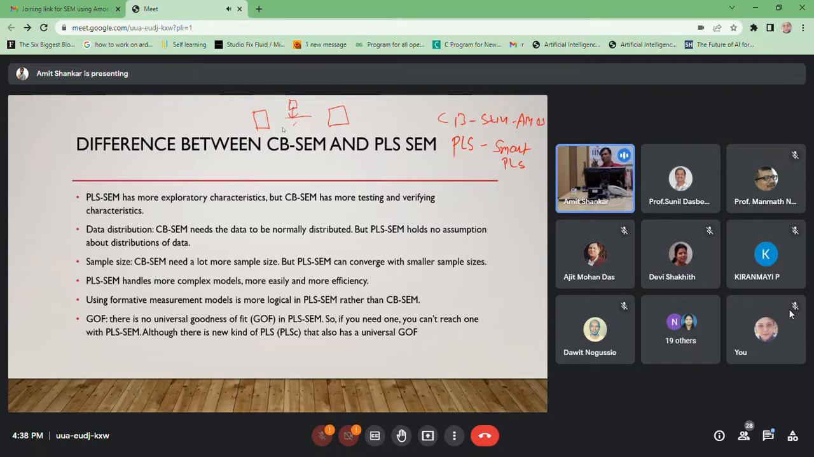So I will first explain what the difference is between CB-SEM and PLS-SEM, and then I will take the questions. Big debate going on. For me, both methods are the same. It depends on where you should use CB-SEM and where you should use PLS-SEM.